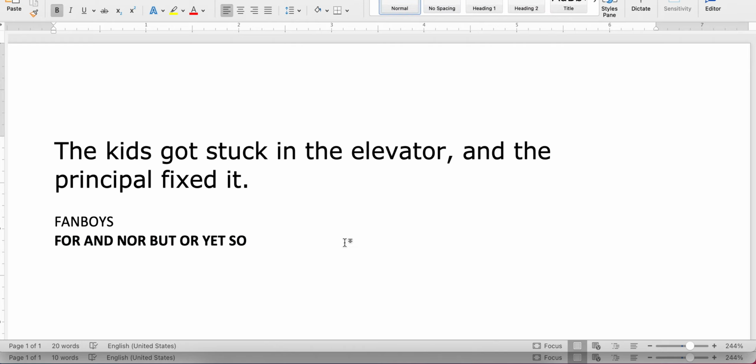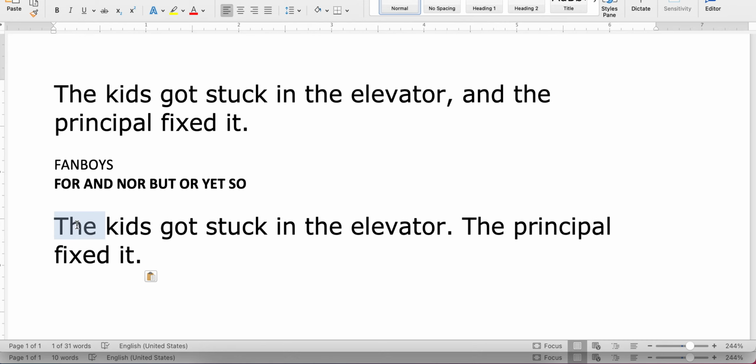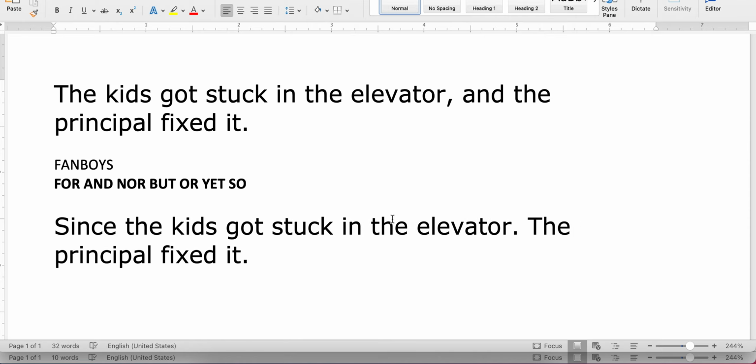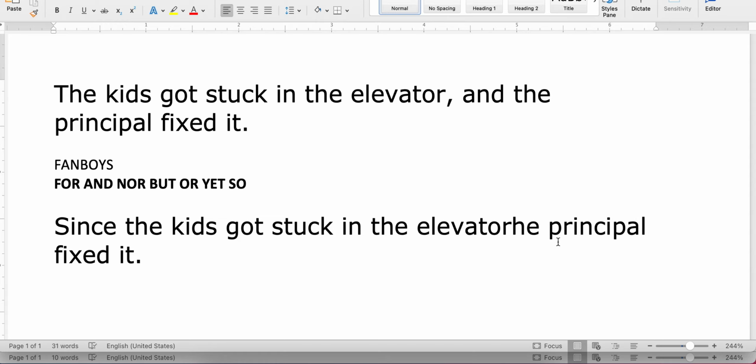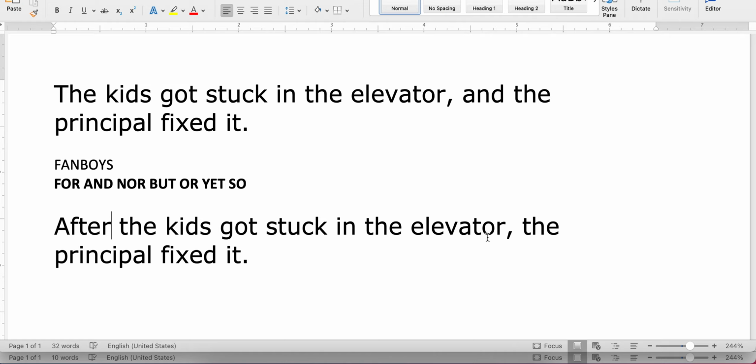But another way you can combine the two is to use a subordinate conjunction. I think I mentioned this before, but a subordinate conjunction takes one complete sentence but makes it subordinate to the other sentence. So let's put a subordinate conjunction there, since. Since the kids got stuck in the elevator, or actually, that's not the best. Let's put after. After the kids got stuck in the elevator, the principal fixed it. Now, that makes this portion of the sentence subordinate, and this is the main sentence.